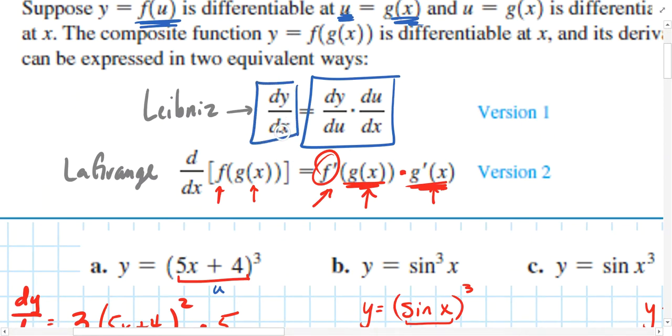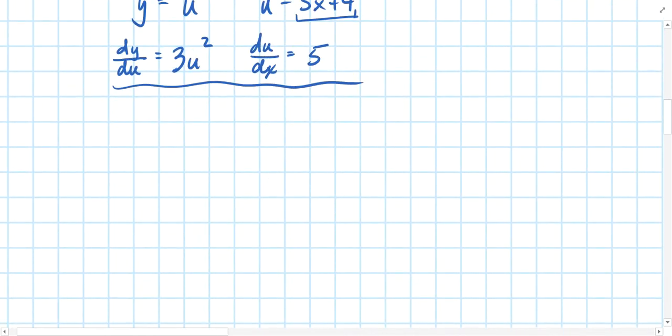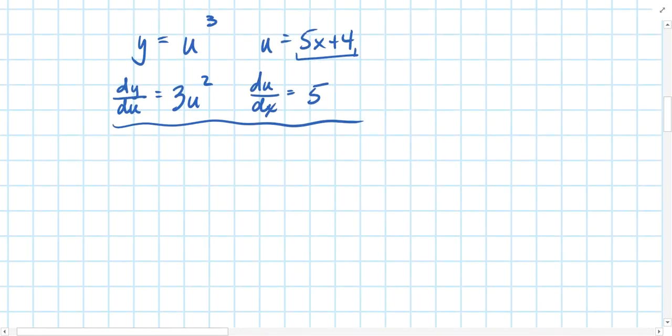The definition, using Leibniz notation, says the derivative of y, the outer function, with respect to x, the variable on the inside, is simply equal to dy du, the first derivative, times du dx, which is the second function's derivative. So again, dy dx, which is what we're after, is equal to dy du times du dx, and that should, in a sense, be clear to you, because if I were to multiply these fractions, the du's would cancel and we'd be left with dy dx.